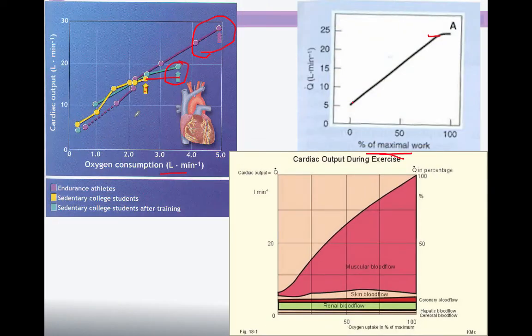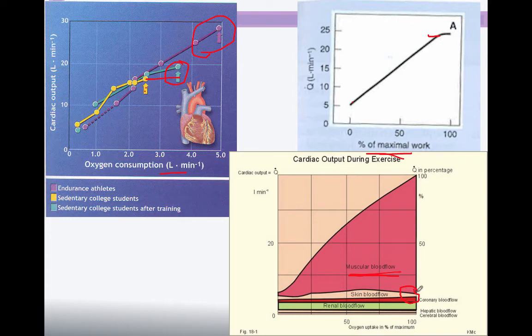And then here's just a slightly different way of looking at the blood flow distribution during incremental exercise for cardiac output. And you can see that the major thing is lots and lots and lots of that cardiac output is being directed to those skeletal muscles. The other thing that you might notice is, look right here. As we approach maximum, blood flow to the skin starts to decrease.